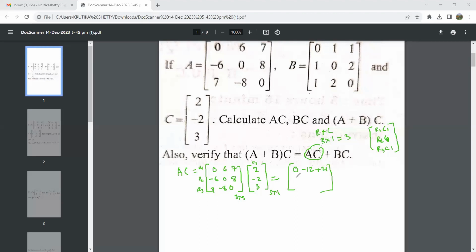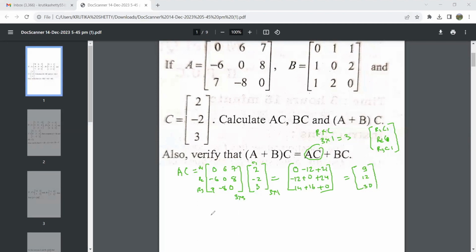Okay. Similarly, see minus 6 into 2, it is equal to minus 12. 0 into minus 2, again it is equal to 0. And 8 into 3, it will be equal to 24. Okay. Similarly, 7 into 2, 14. Okay, minus 8 into minus 2, it will be plus 16, and 0 into 3, it will be equal to 0. Take the total of these all terms. Okay, minus 12 plus 21, it will be equal to 9, and then we have 12, and then we have 30. Okay, so we have calculated AC.